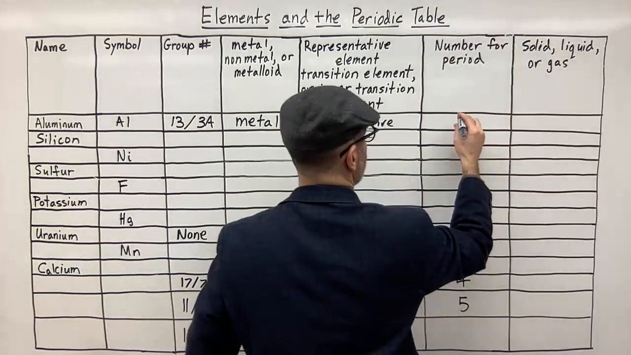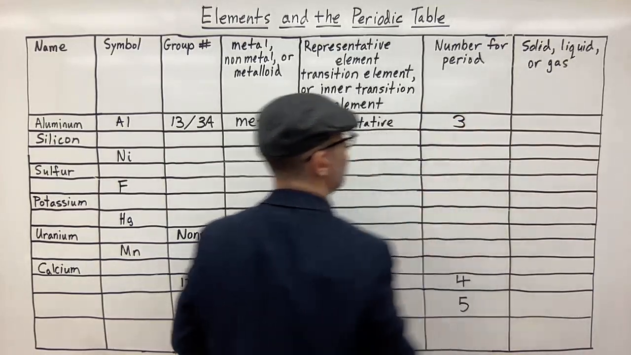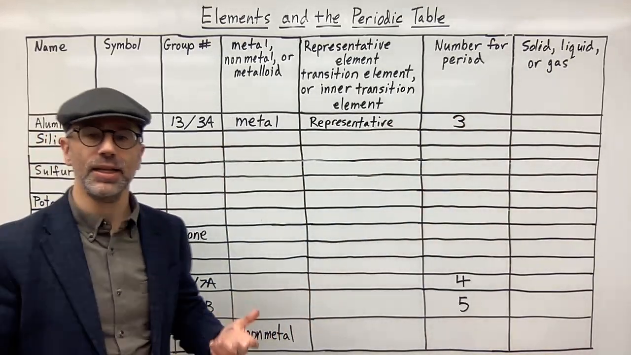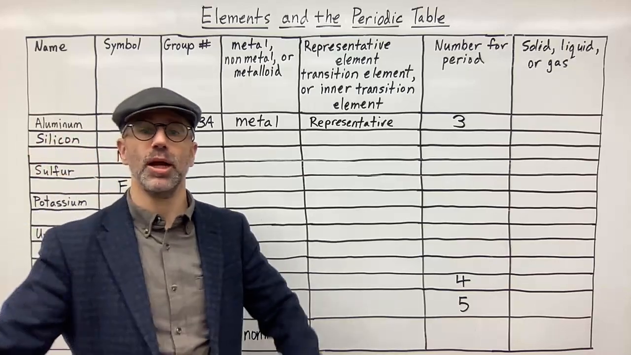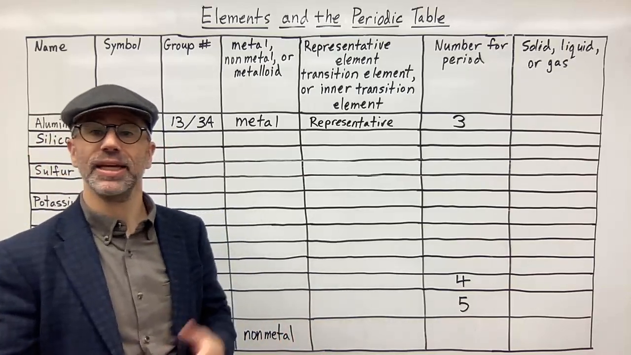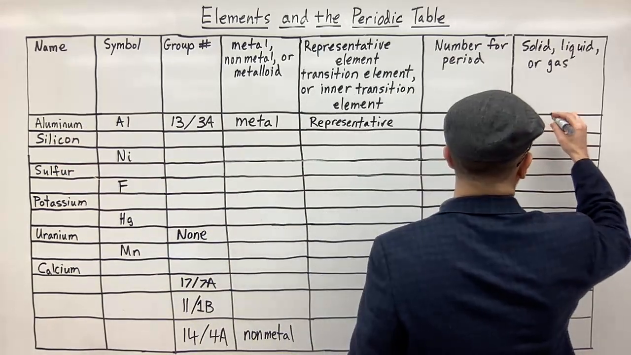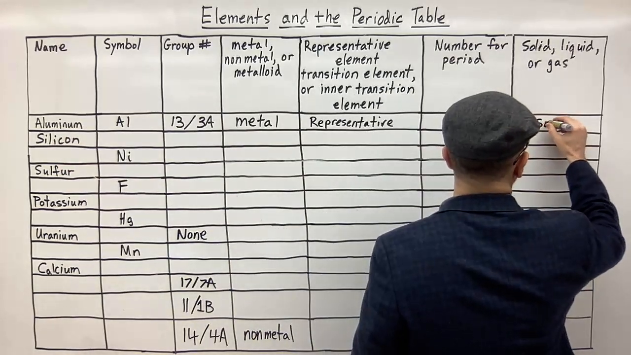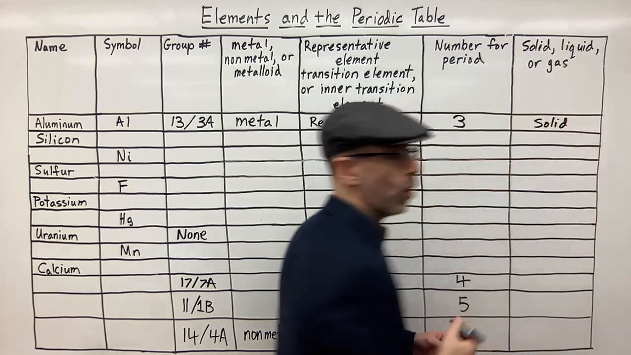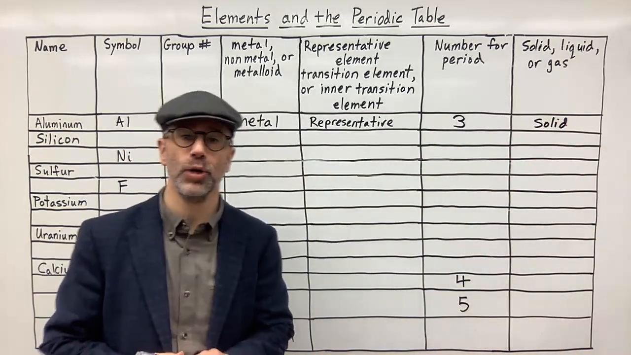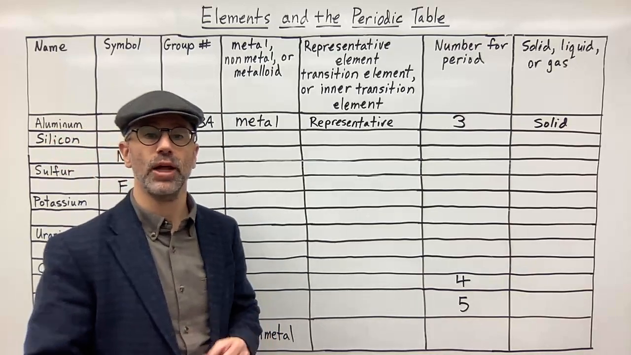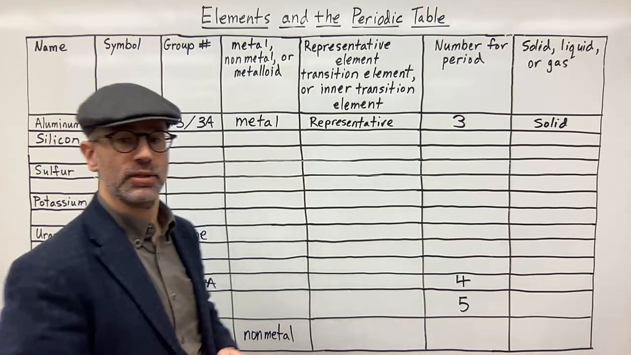So we'll put in 3, number 3 here. And is aluminum a solid, liquid, or gas at room temperature and pressure? Well, that would be a solid because it's a metal. Most metals, almost all metals, are going to be a solid, except for mercury. Mercury is the only liquid metal at room temperature.